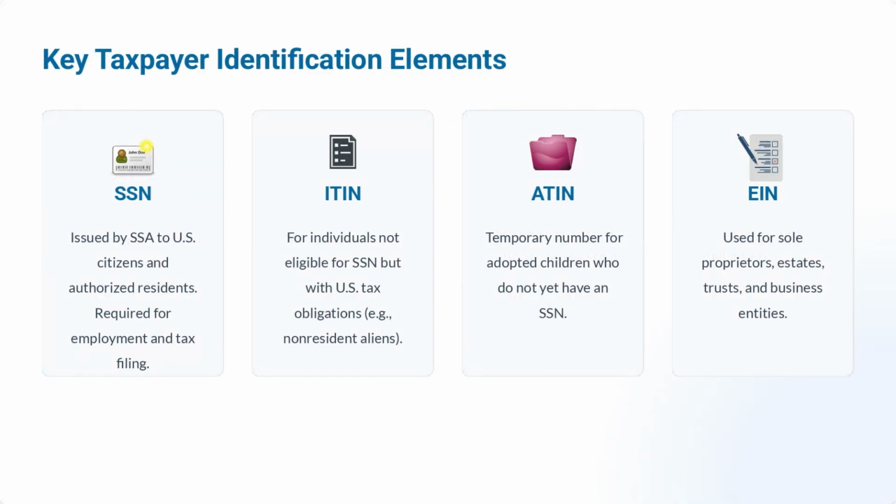Number 2. ITIN, Individual Taxpayer Identification Number. Now let's talk about ITINs, which are issued by the IRS, not the SSA. An ITIN is for people who cannot get an SSN, but still have a US tax filing requirement or a tax reporting need. These may include non-resident aliens filing Form 1040NR, spouses of US citizens who are not eligible for SSN, dependents who live outside the US, foreign investors, students or scholars under certain visas.